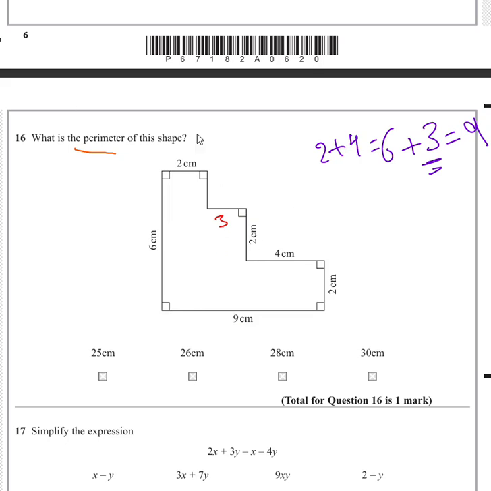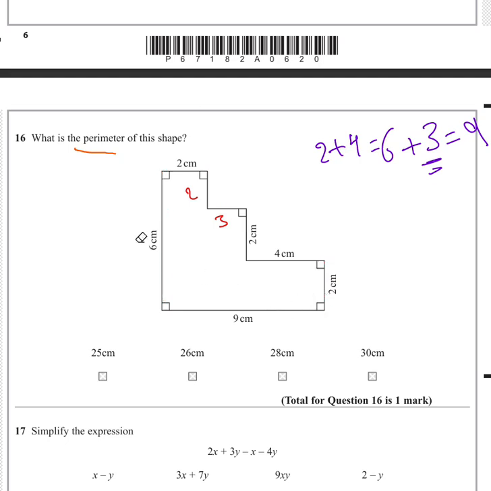So now we have to know also the vertical ones. So I have 6. I have here this missing one, this missing one. We know here 2, and we know here 2 as well. So 2 plus something will give us 6. So 2 plus 2 is 4. How much do I need to reach 6? So I need another 2. That means this one is 2. So for me to find the perimeter, I need to add now all the sides up, okay?